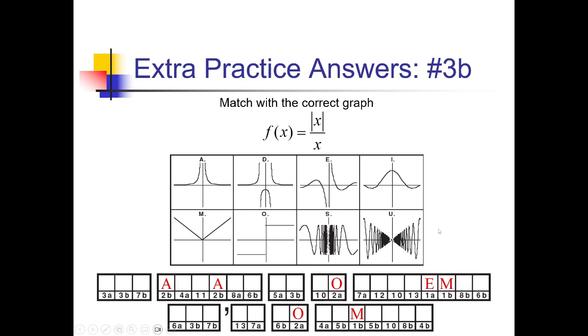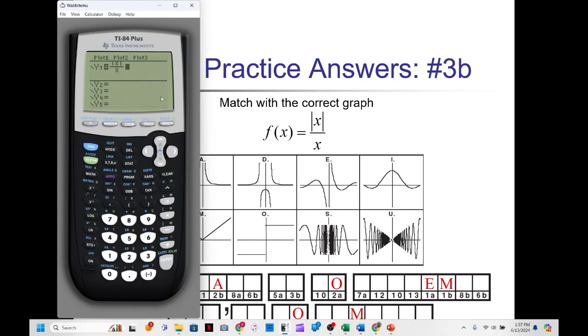Here we go with our next function, absolute value of x over x. Let's see what this one looks like. So here we are in the y equals. I entered all that in there using the fancy fraction and the absolute value thing that we saw earlier. So let me do my graph here. And it looks like we've got two horizontal lines that have a little bit of a jump at the origin.